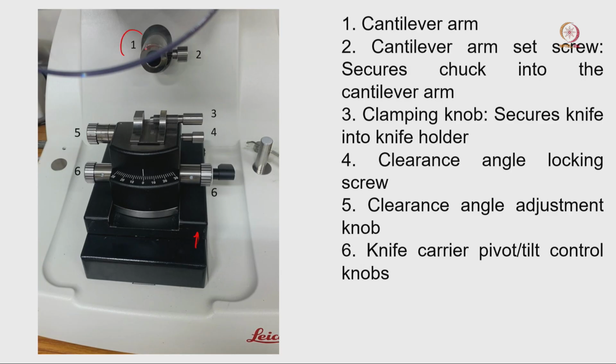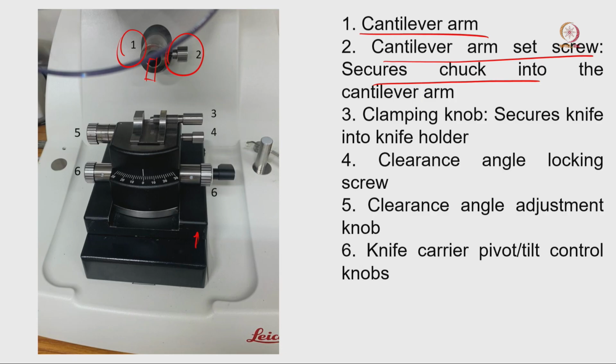So this one is the cantilever arm, and then 2, here you can see the 2, is the cantilever arm set screw, where you can set the screw and secure your sample here. Whatever resin block or solid sample or tissue sample you are going to fit, it should go and fit here somewhere, and this screw will help you secure it, so it does not move and is fixed properly.